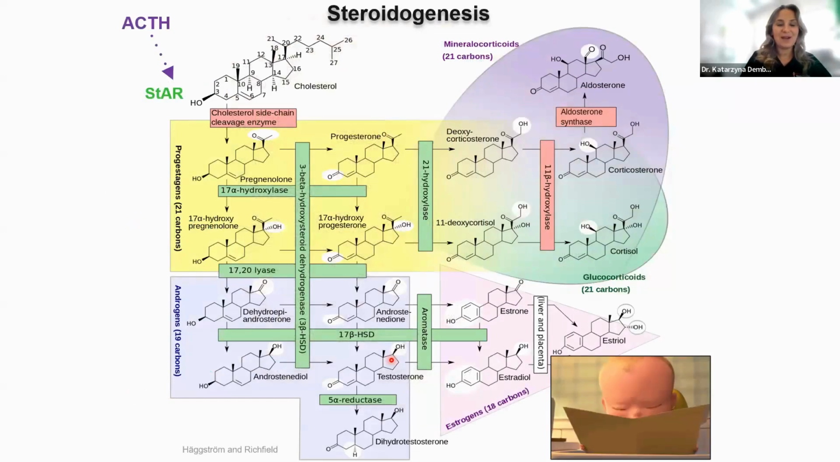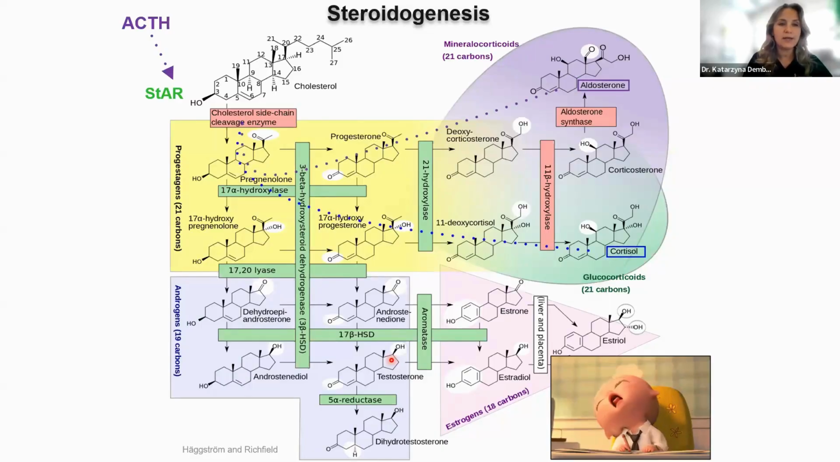Steroidogenesis is a biochemical process by which steroids are produced from cholesterol, and as you can see, it's a very complex process. There are a lot of pathways and a lot of precursors. But what is important here is that cholesterol is converted to pregnenolone, and pregnenolone is a common precursor for all of the steroids. And that includes cortisol, which is a glucocorticoid, and aldosterone, which is a mineralocorticoid.